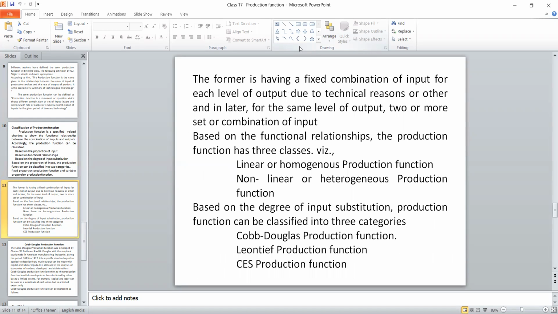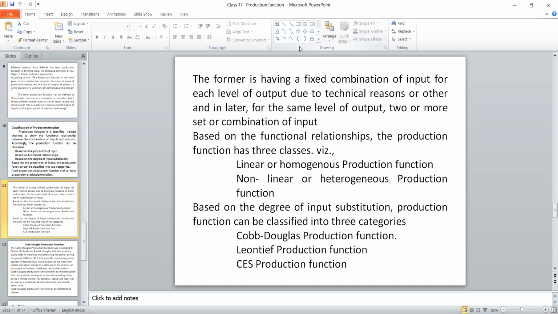Understand one thing. The farmer is having a fixed combination of input and each level of output based on the technical reason and other thing. We are classified into two categories, fixed and variable. But now the functional, whenever we think about the functional relationship, we have to say how they are related. That is whether it is linear, whether it is non-linear.